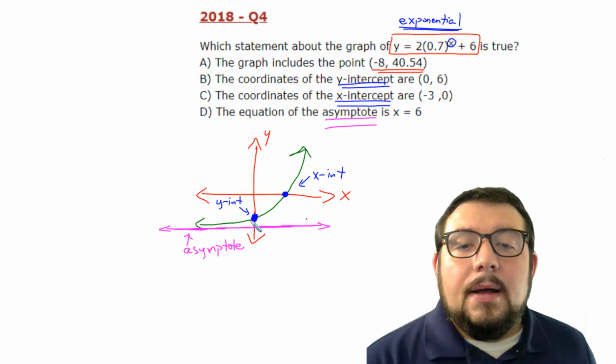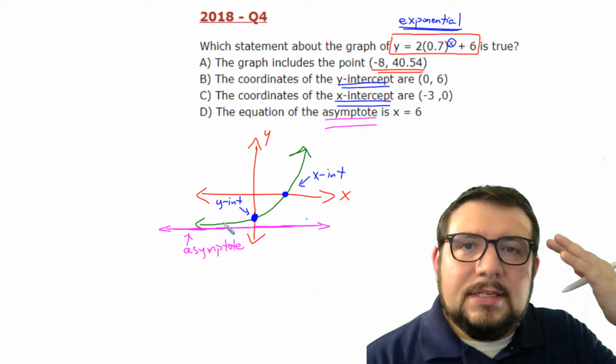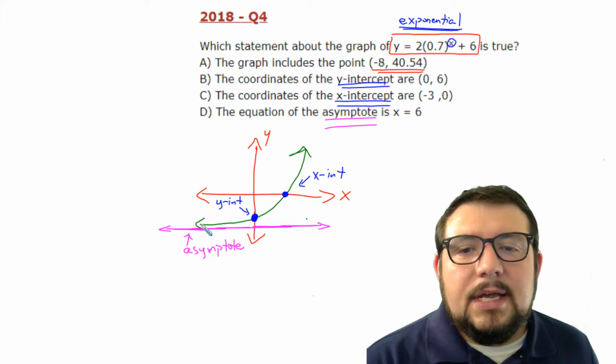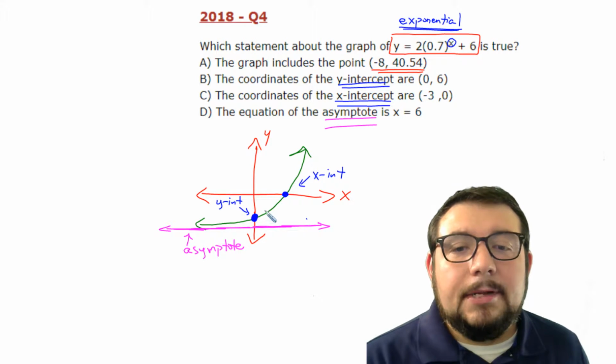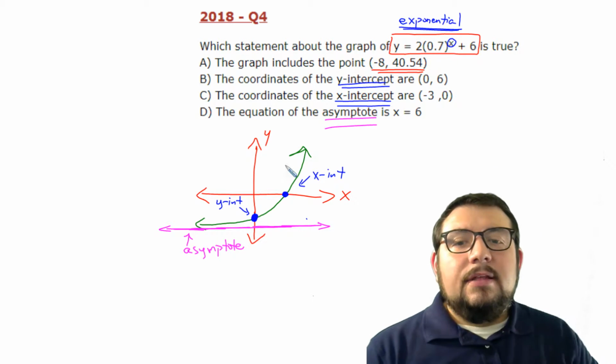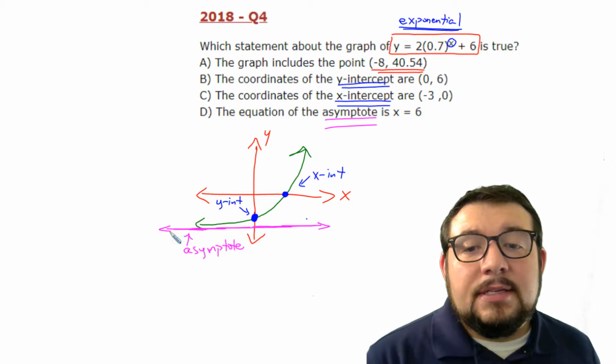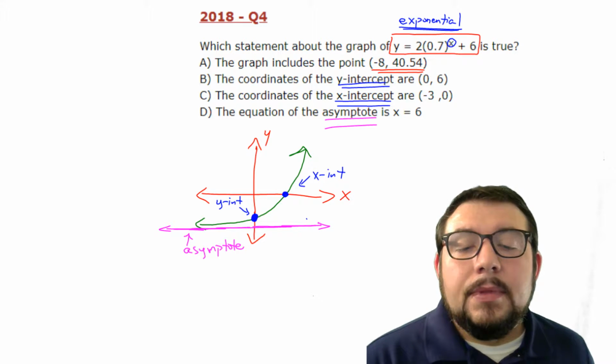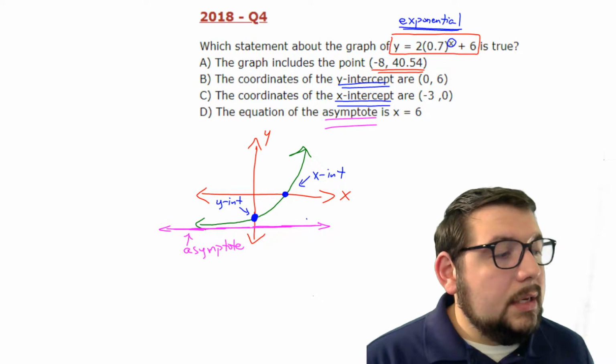If you like examples, we could say if the exponential graph represents a plane and the plane is taking off, the runway that it leaves behind is pretty much the asymptote. All right, so let's take a look here.